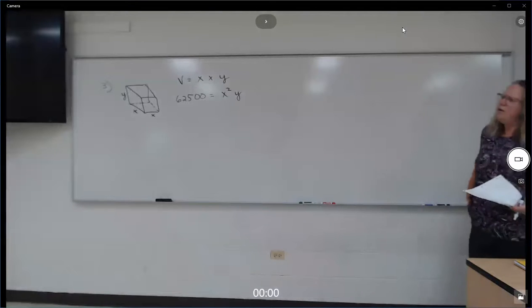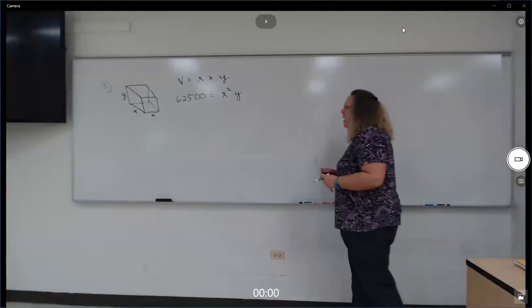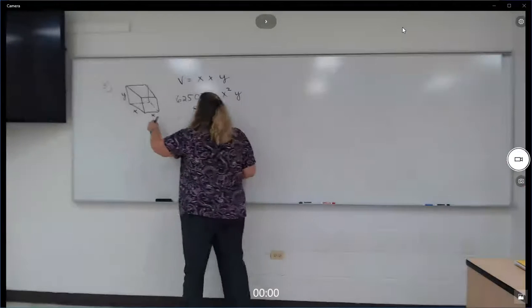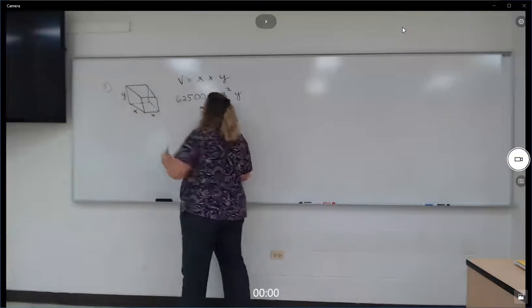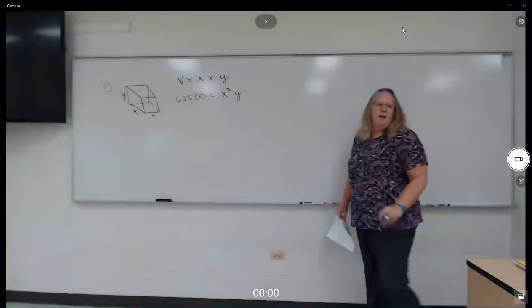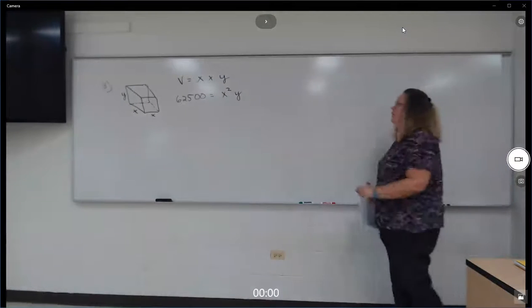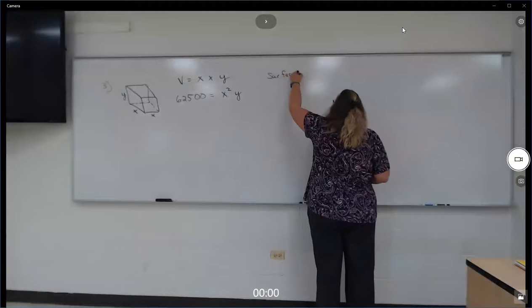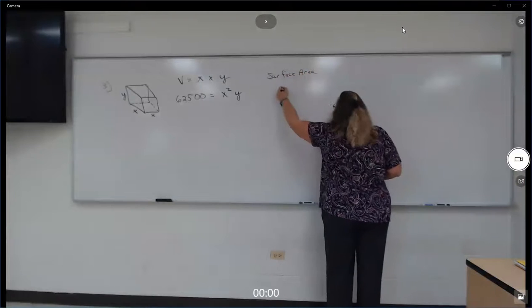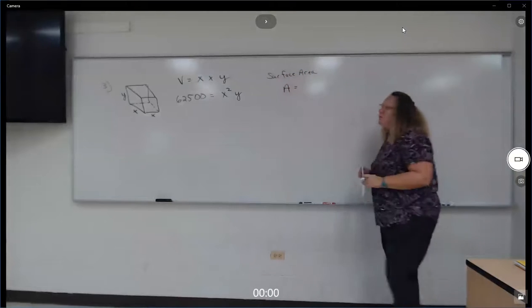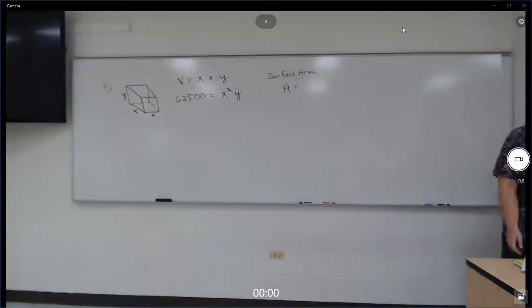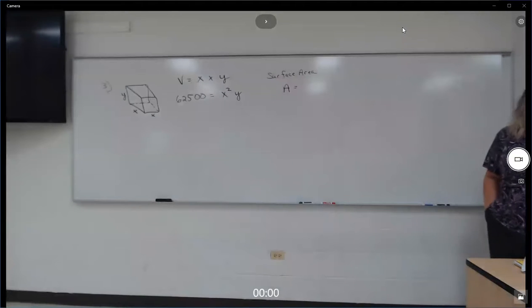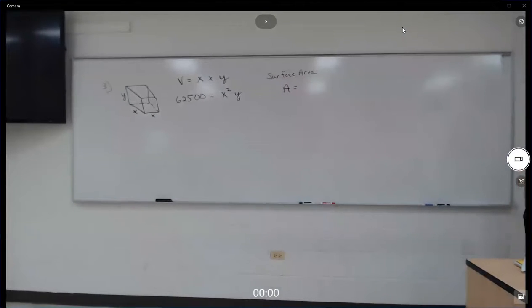All right, so what do we call that? How are we going to determine the amount of material used to make this? That is the surface area. How do you find the surface area? I'll just go A for area. But how do we find the surface area of a box? You have to find the area of every side and add it together.